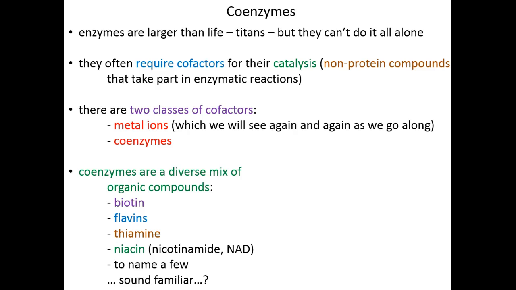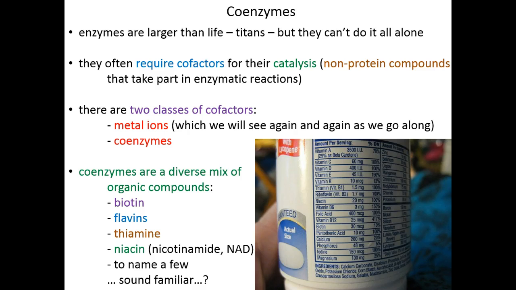Some of these names might sound familiar to you and not from class. If you take a look at the back label of any multivitamin that's out there, you'll see thiamine, you'll see flavin, you'll see niacin, and for some of them, you'll even see biotin. Vitamins are really nothing more than coenzyme pills. When we take vitamins, we're taking small molecules that our enzymes need to perform their jobs properly. Most of these molecules are present in a well-balanced diet, but so few of our diets are well-balanced anymore that we now take these multivitamins to kind of make up the difference.